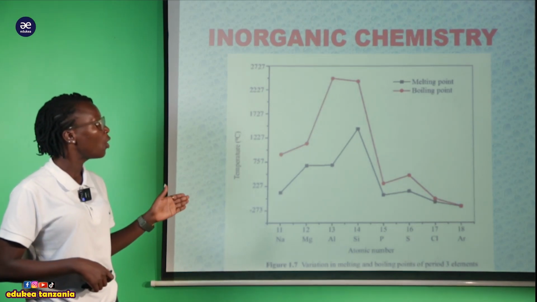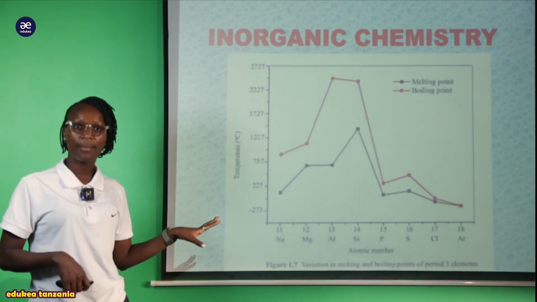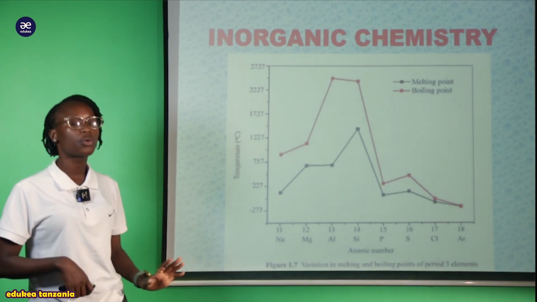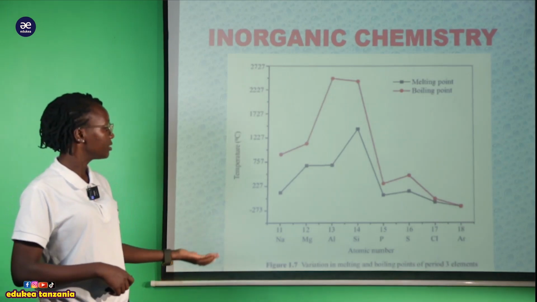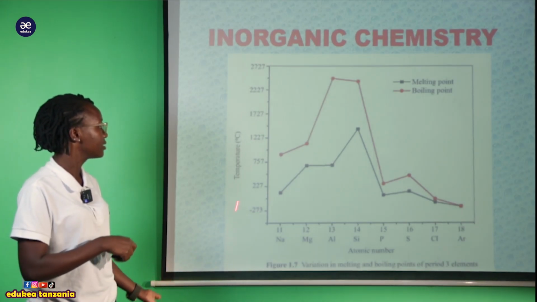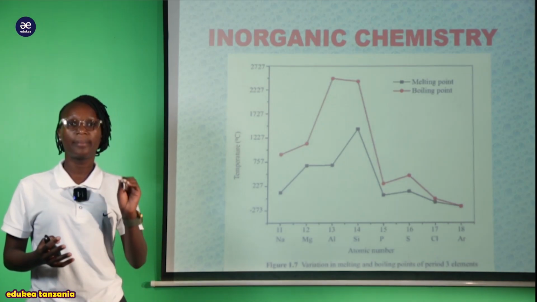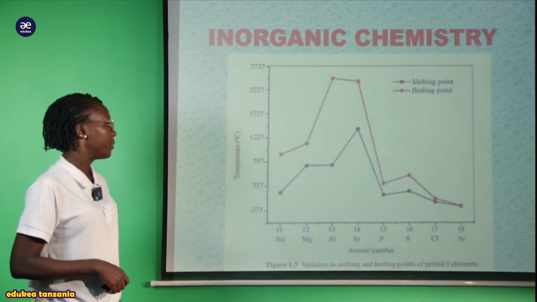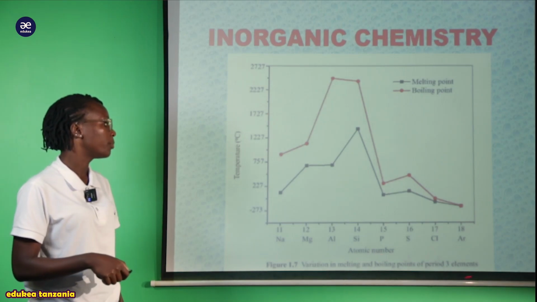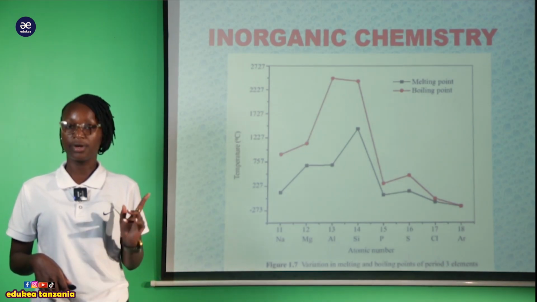So now we have to start looking at our diagram here, but also we have to look at the explanation of this trend. Kwa sababu tumesema kwamba, for instance, as you see, this is the temperature. Remember, boiling and melting points, we measure them by using the temperature. So these are the temperatures, but we measure the temperature against the atomic numbers of the different elements in the periodic table.